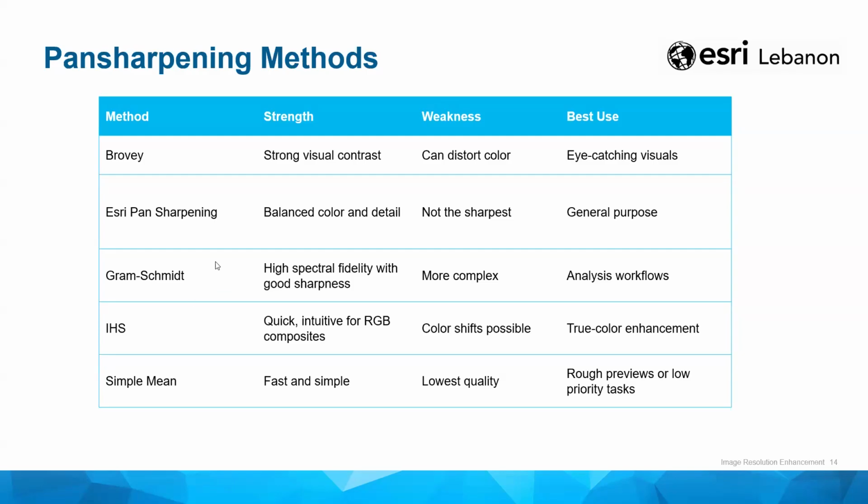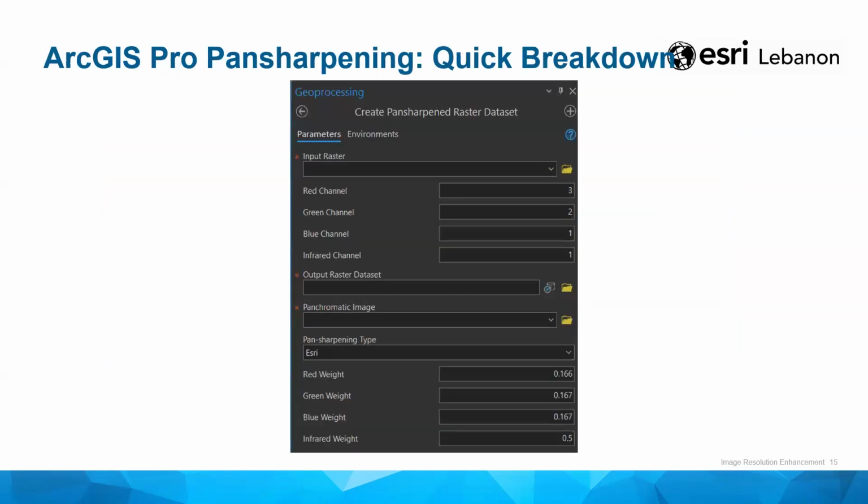Okay, we have different methods, like as you can see, Provi, ESRI pansharpening, Gram-Schmidt, IHS, and the simple pansharpening. Each has its strengths and weaknesses, and there is a best use case for each. For example, where can you find this tool to use it? One example is ArcGIS Pro. You can find that tool.